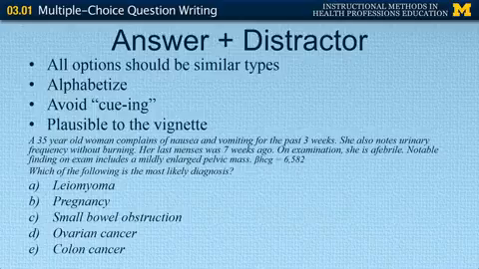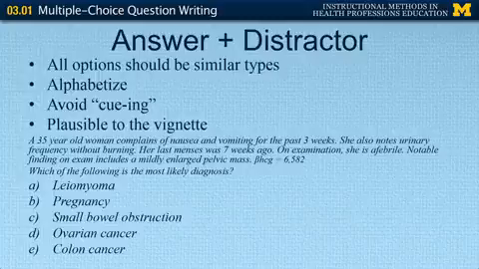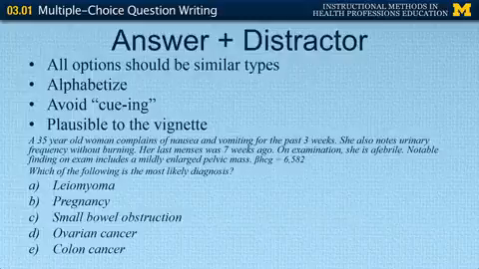Okay. Now, the answers and distractors. Again, I've included the same stem and the same lead-in question, and now I've given you some answers and distractors. A, leiomyoma, B, pregnancy, C, small bowel obstruction, D, ovarian cancer, or E, colon cancer. Now, important things to remember is that the answers and the distractors should be similar types. So those are all diagnoses that I've listed, and they're all diagnoses of organs within the pelvis. I did try to alphabetize them, but I have failed in that effort.